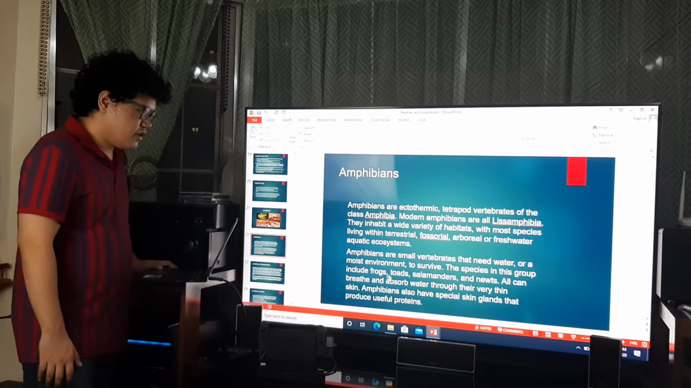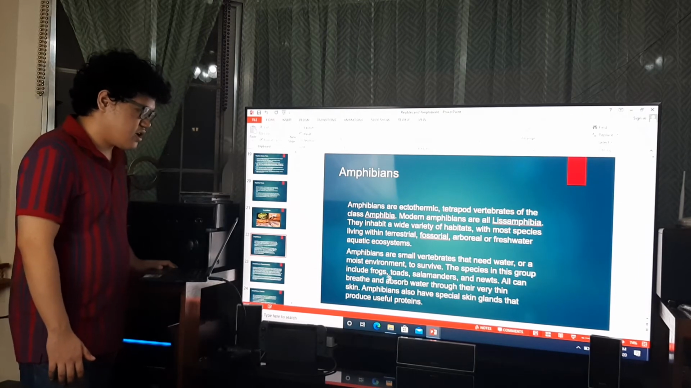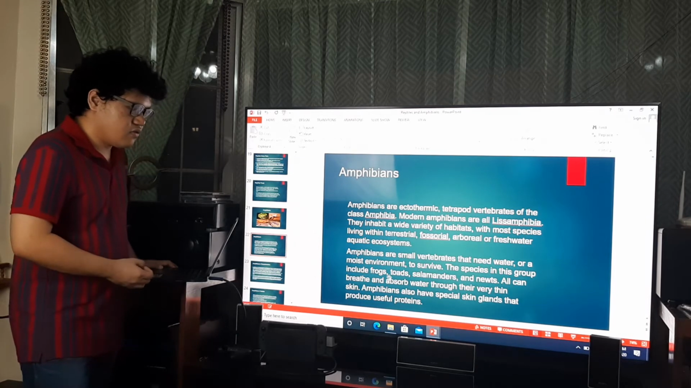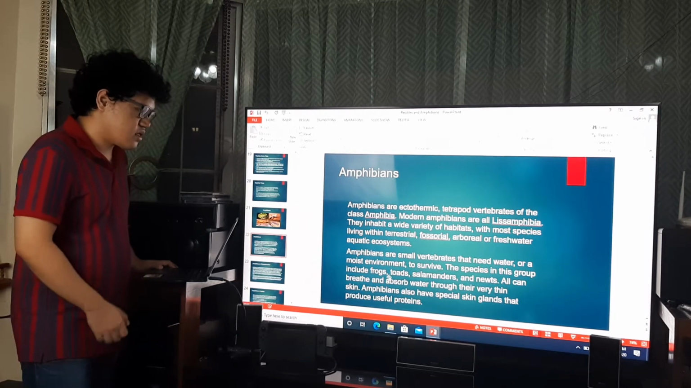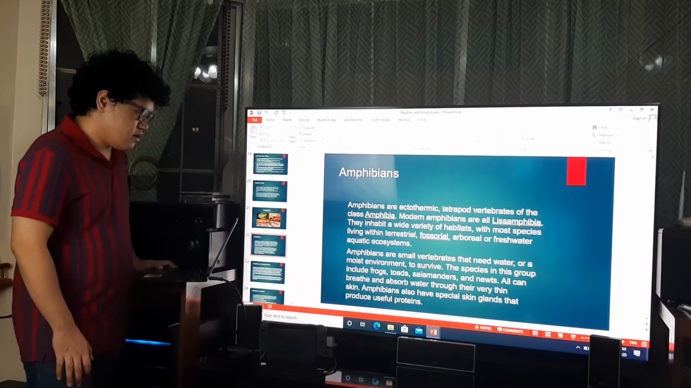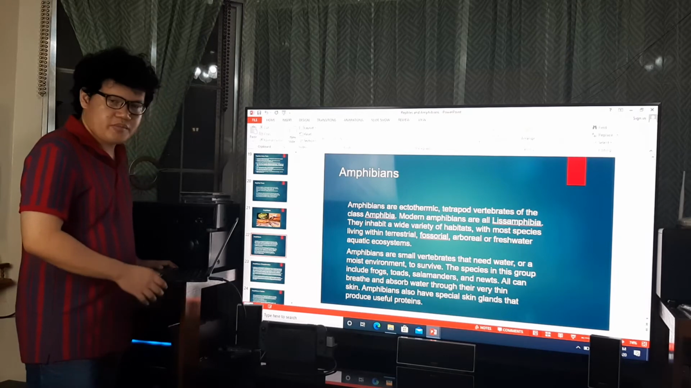Amphibians are small vertebrates that need water or a moist environment to survive. The species in this group includes frogs, toads, salamanders, and newts. All can breathe and absorb water through their very thin skin. Amphibians also have special skin glands that produce useful proteins.